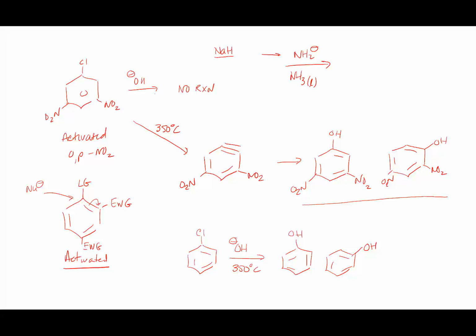So the NH2 minus really can only be done on an activated ring. But this hydroxide, because it's sodium hydroxide, it could very easily be done at 350.